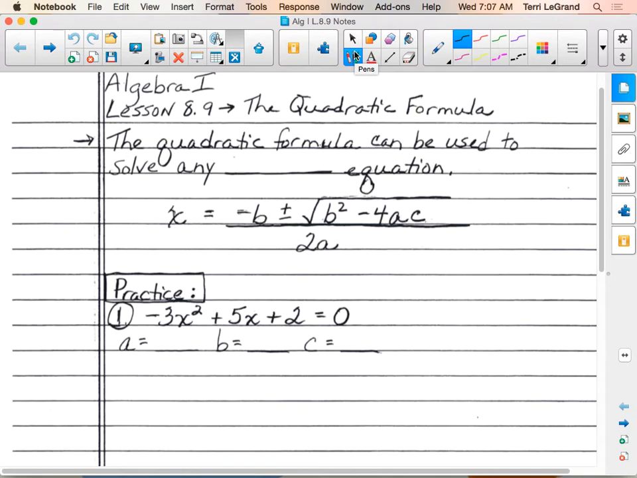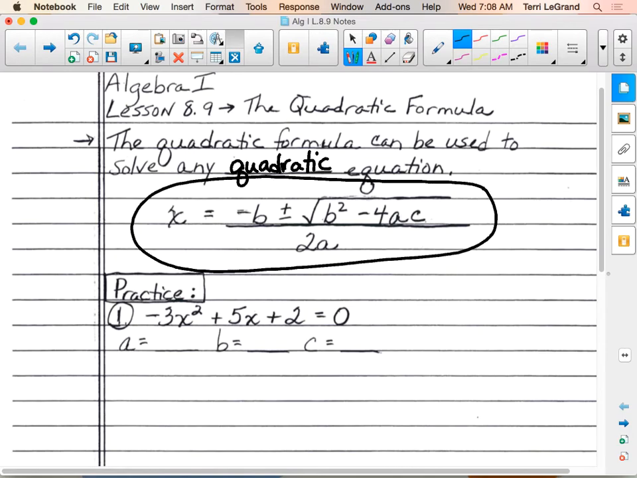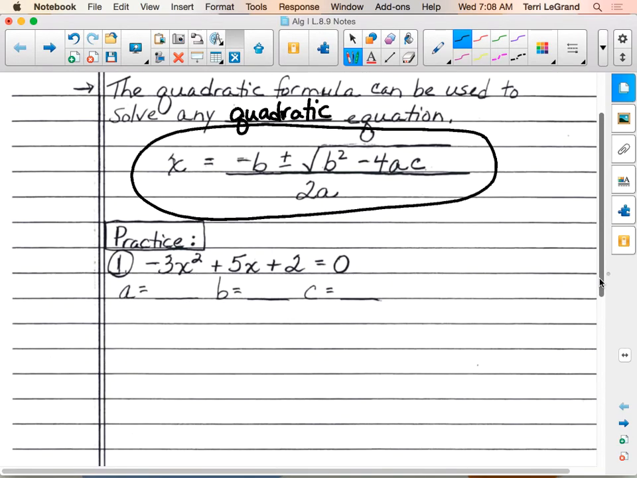The lesson we're moving into today is lesson 8.9, the quadratic formula. The quadratic formula can be used to solve any quadratic equation. All the other ways that we've covered so far, solving by factoring and solving by using the square root method, work for some of them. But the quadratic formula, which is right here, will solve any quadratic equation.